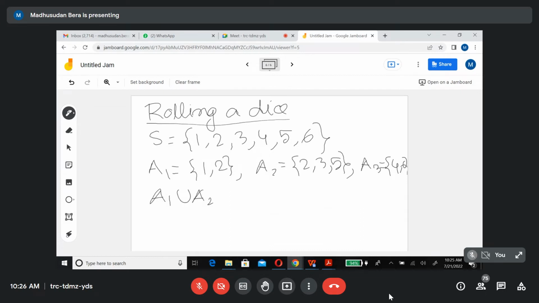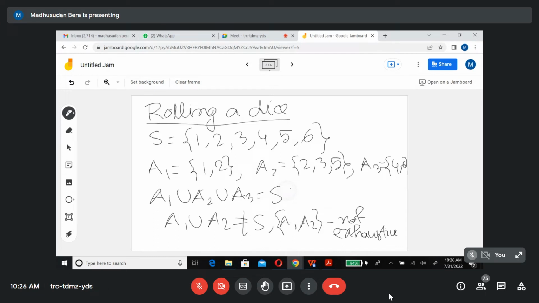A1 union A2 union A3 is S. But A1 and A2 alone are not exhaustive, because 4 and 6 are missing. A1 union A2 is not equal to S. So this collection A1, A2 is not exhaustive. But here A1, A2, A3 is exhaustive.